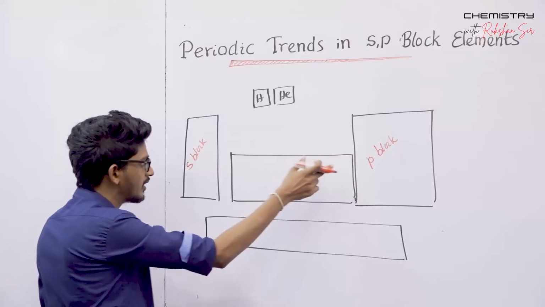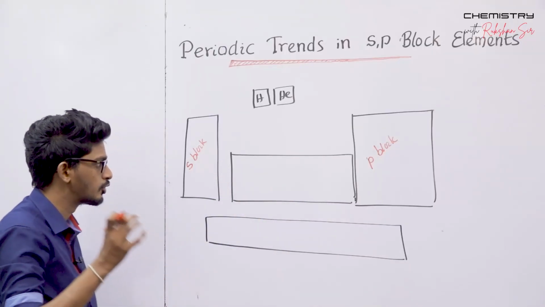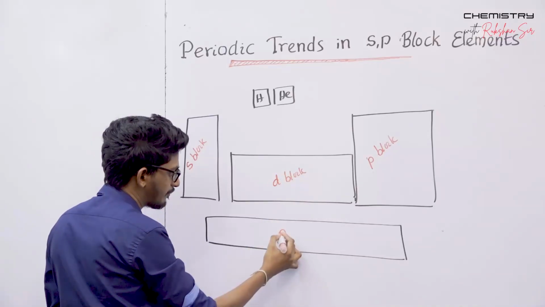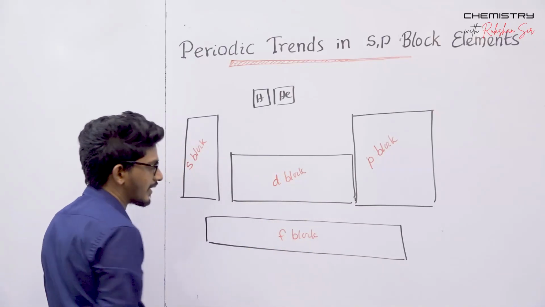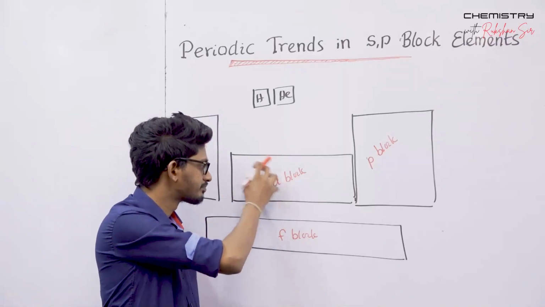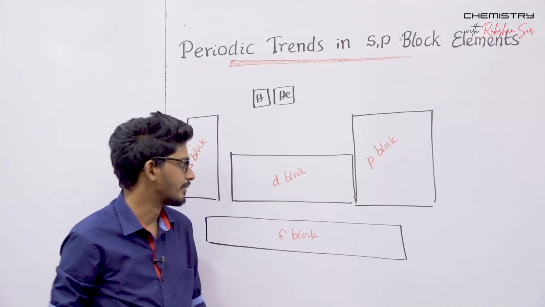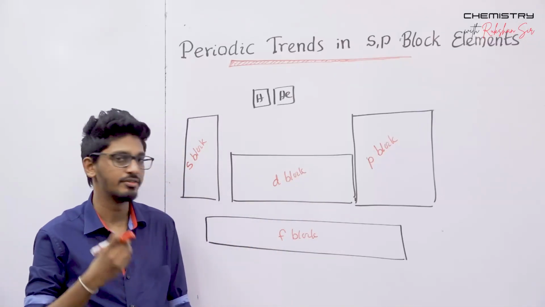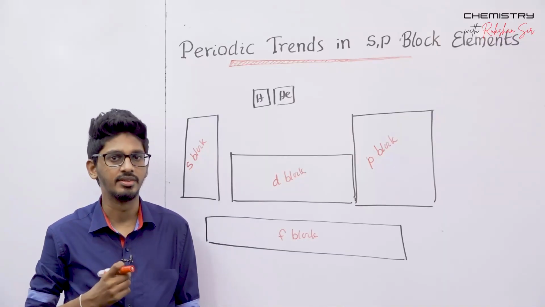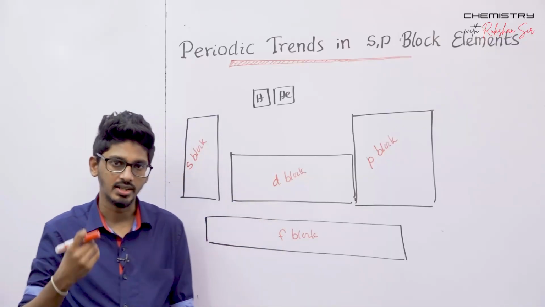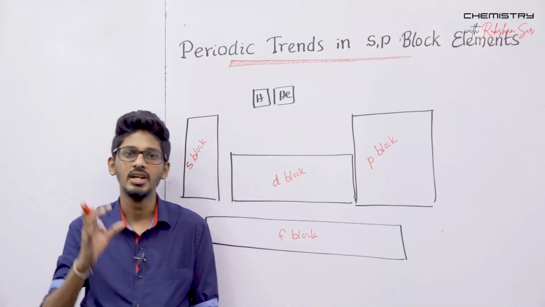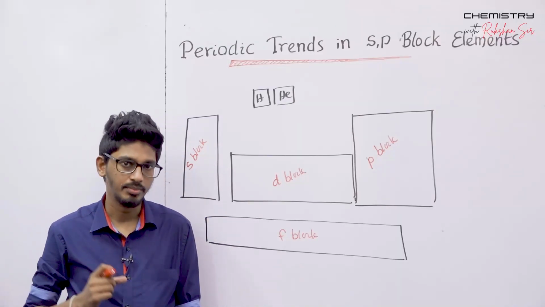Between the S and P blocks, two more blocks appear: the D block and the F block. The same criteria is followed when assigning elements to the D and F blocks. If the ultimate electron is filled into a D subshell, such elements are categorized under the D block, and when the ultimate electron is filled into an F subshell, they are categorized under the F block. So we have four blocks in our modern periodic table.